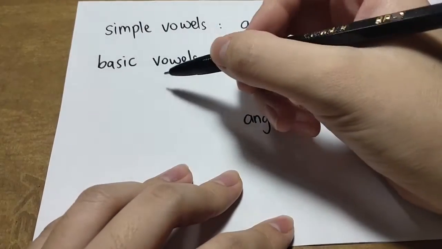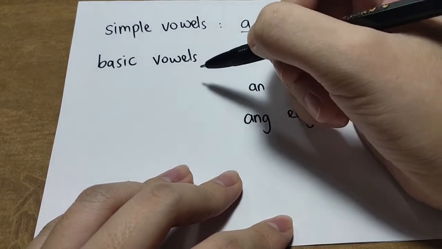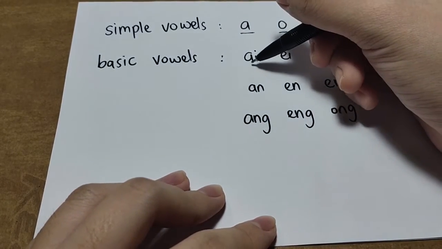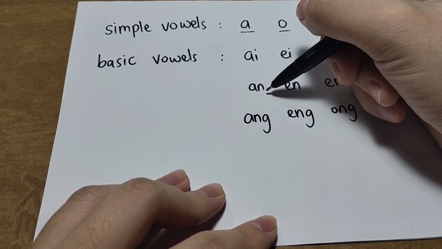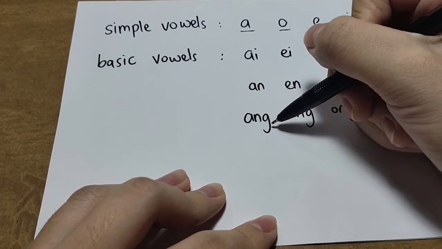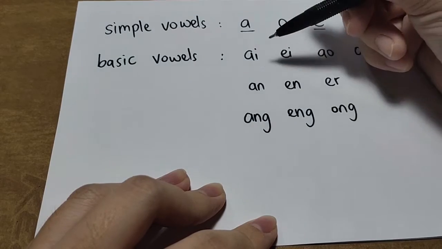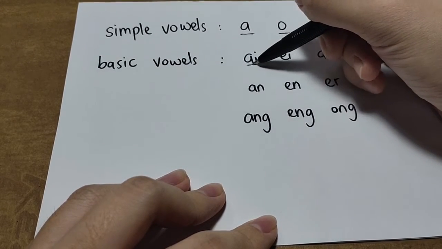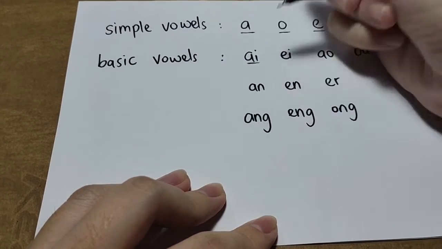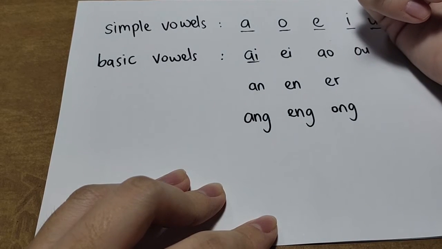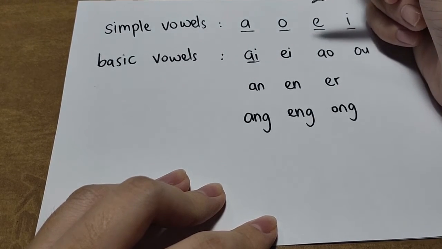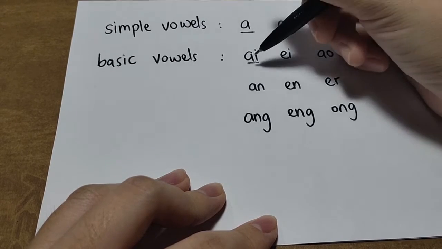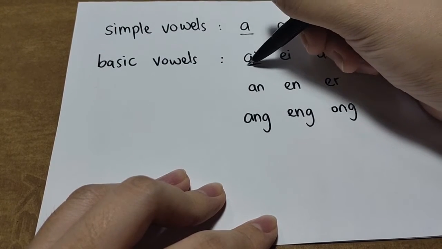Okay, the next one is basic vowels. So basic vowels are composed by two vowels like this one, and a vowel with a consonant and a vowel with two consonants. Let's read it. I. For this one, in the beginning you guys can say it separately first, and then try to say it faster.